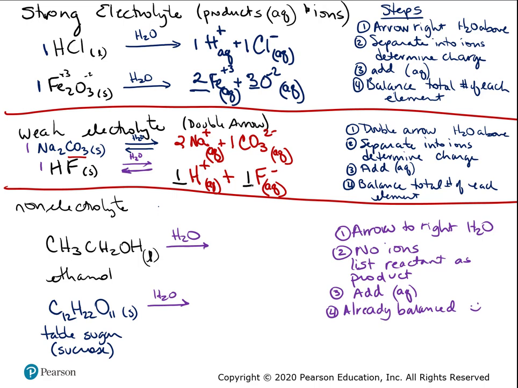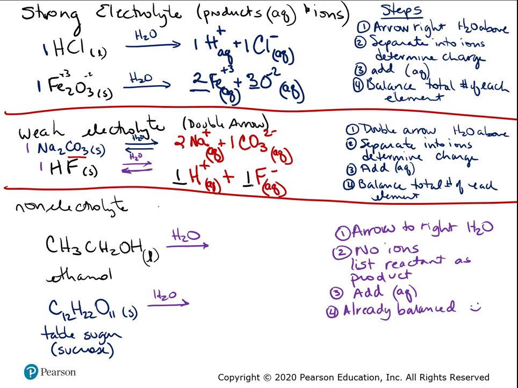So the last ones are called non-electrolytes, and these ones are the easiest. One, you have an arrow going from left to right. You have water above, which means it's dissolved in water. You don't have to figure out ions. You don't have to split up the reactant into ions or anything. You just list whatever is on the reactant side on the product side. It just changes from whatever form it was in to aqueous, and that's it.